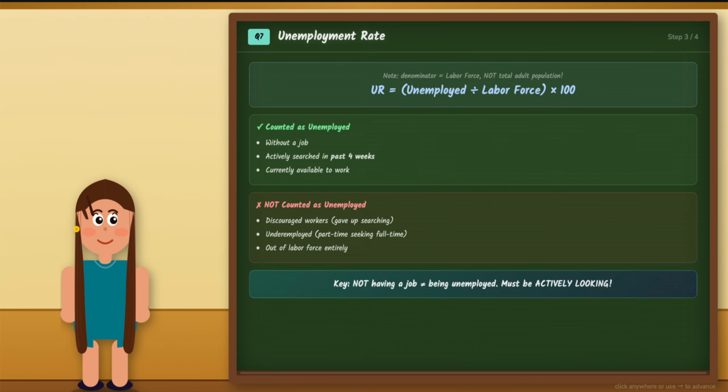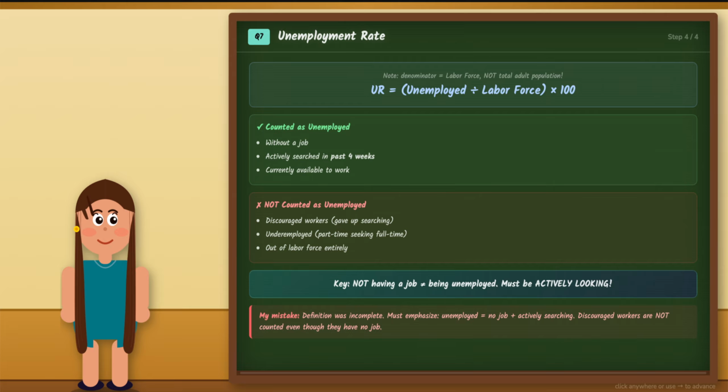People who don't count include discouraged workers who gave up looking, underemployed workers, and everyone simply not in the labor force. The unemployment rate does not count all people without jobs, only those who are actively looking. To lock in the difference between the two formulas, the LFPR uses the entire adult population as the denominator. The unemployment rate only uses the labor force, a smaller number. So my mistake was my definition was simply incomplete. I did not emphasize the actively searching requirement.